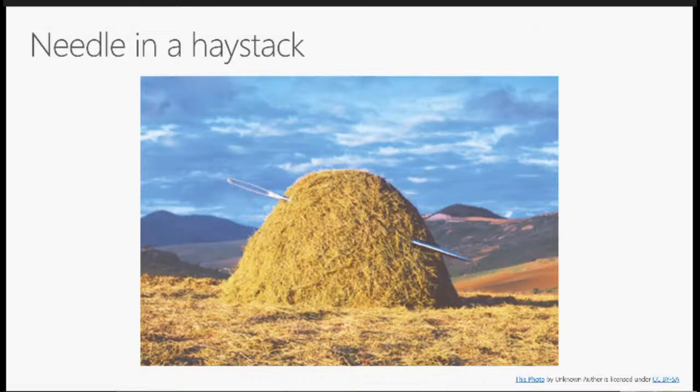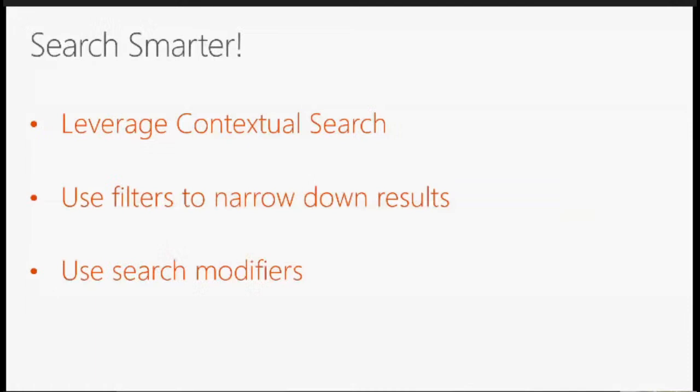Maybe the needle is very big, maybe the needle is very small. But the idea is really that you're trying to find something small within a huge amount of content, and that's what we're going to try to do. We're going to leverage some of the search functionality in a smarter way. So I'm not just trying to search and hope that among those 500 search results I can find the one we're looking for, but rather we're going to look at how we can leverage contextual search.